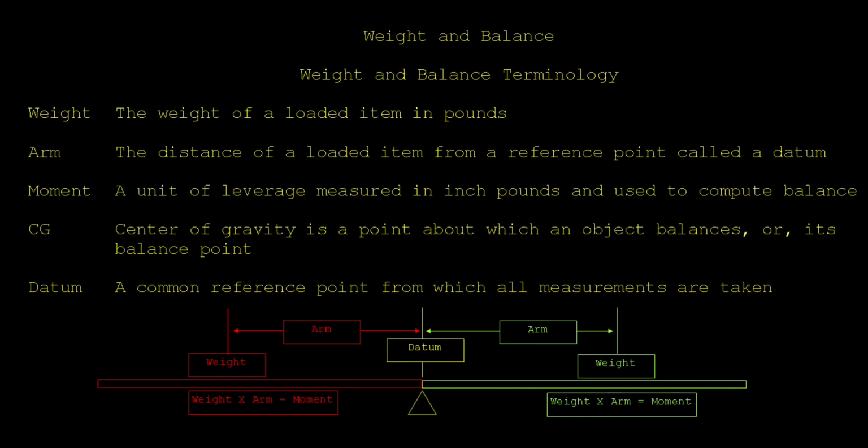Arm is the distance of the loaded item from a reference point called a datum. The moment is a unit of leverage measured in inch-pounds and used to compute balance. CG is the center of gravity and is the point about which an object will balance, or its balance point. A datum is a common reference point from which all arms are measured.